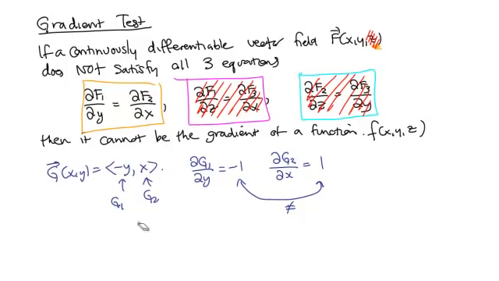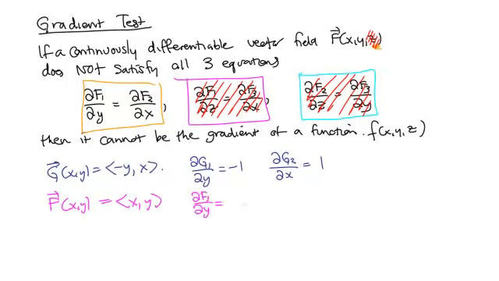In comparison, the original vector field we looked at, f of x, y equals x, y, satisfied ∂f1/∂y equal to 0, and ∂f2/∂x equal to 0. These two numbers did match. And in fact, we found out that this function was the gradient of somebody.